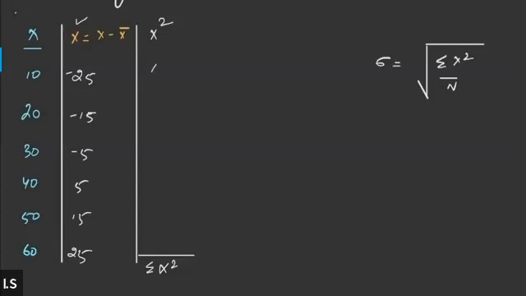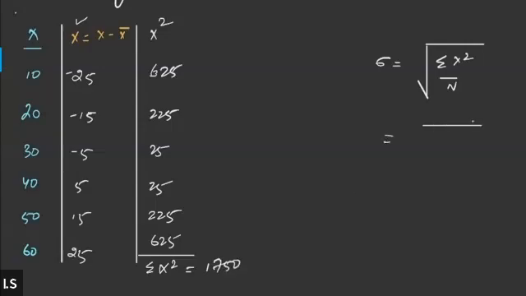Now we will square it: 625, 225, 25, 25, 225, and 625. Now we will total all these values. So the sum total of all this will be 625 plus 225 plus 25 plus 25 plus 225 plus 625. It will be 1750.